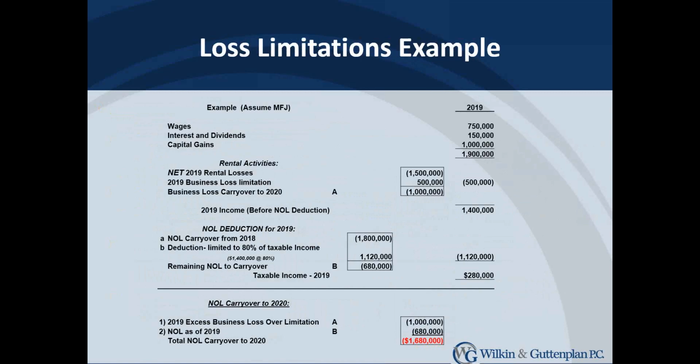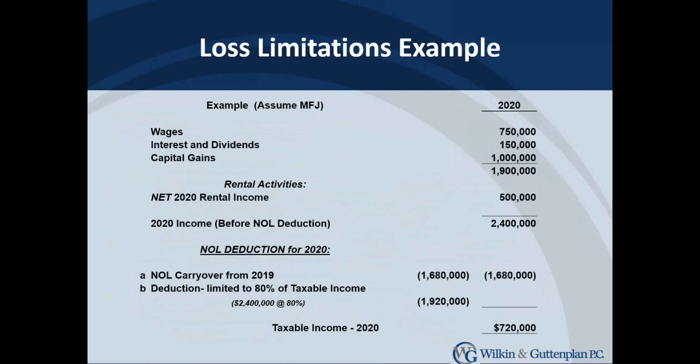Now what we're going to do is just take this one more year and assume they have no losses. They have positive rental income for a total of $2.4 million in 2020. They're going to be able to apply the entire NOL from the prior year because that is less than 80% of the limitation of $1,920,000. And at this point, they have absorbed all their losses and have been able to move forward with no more losses.